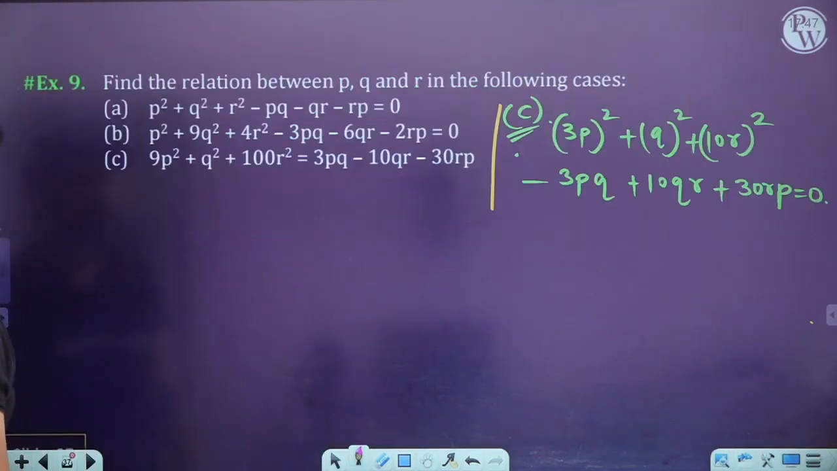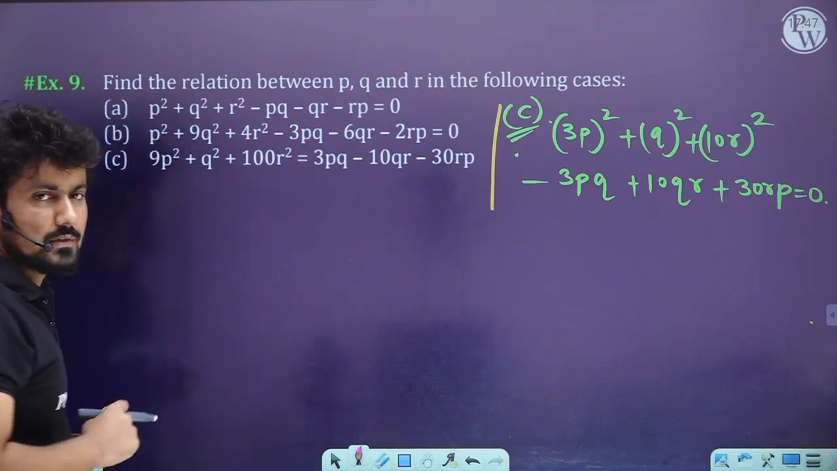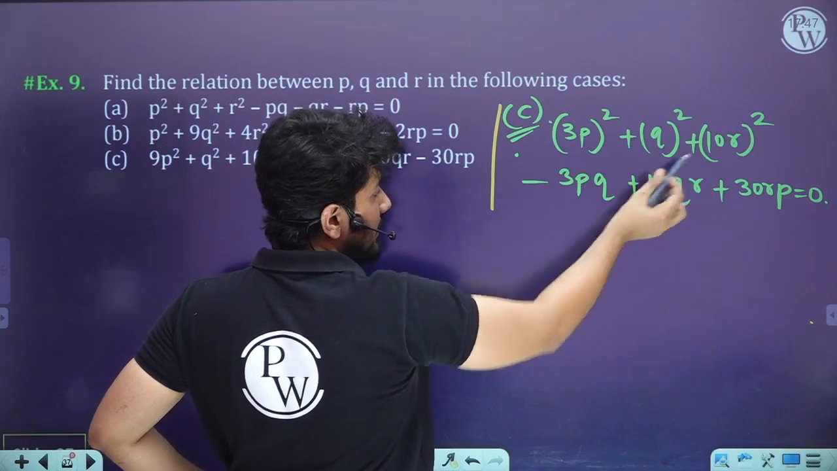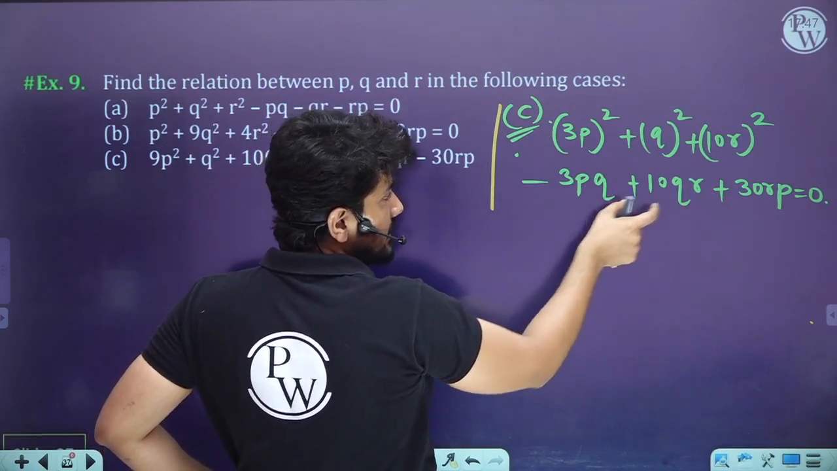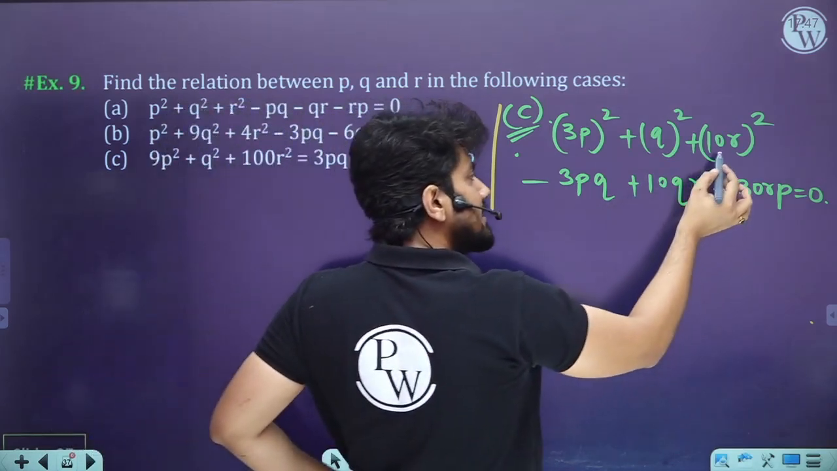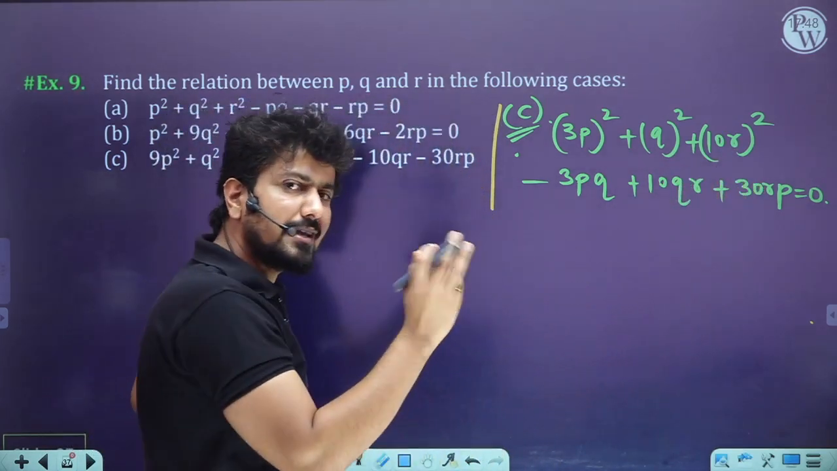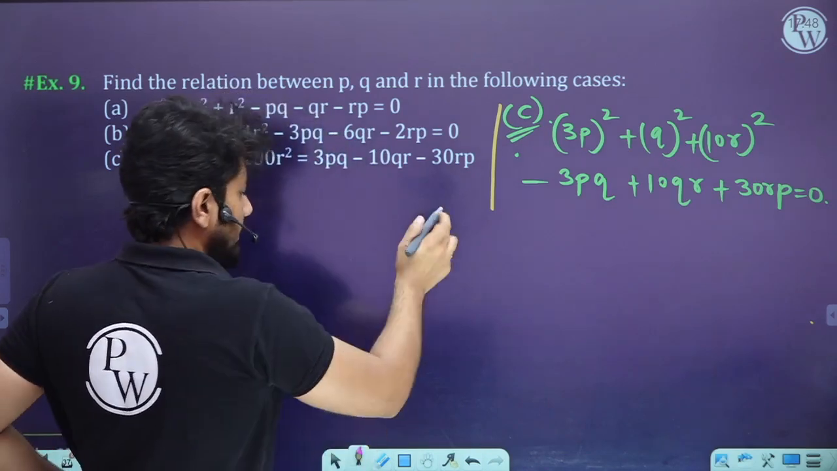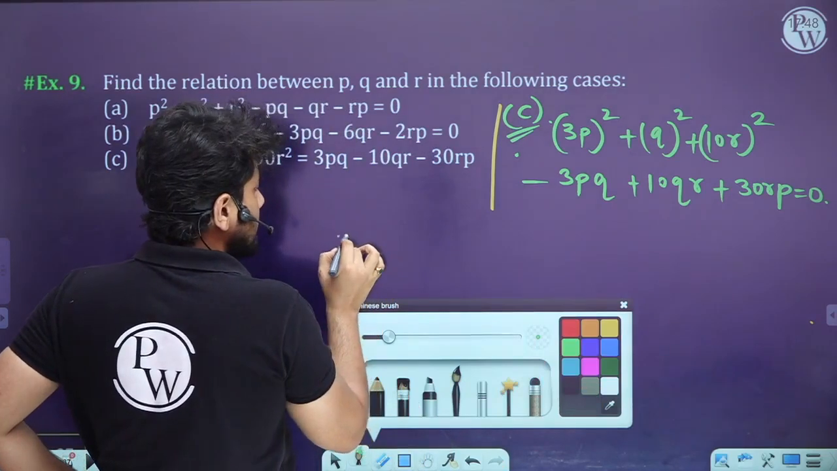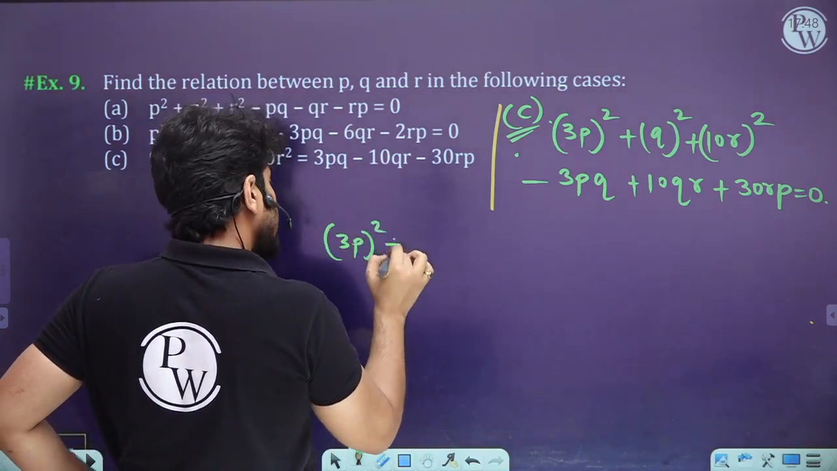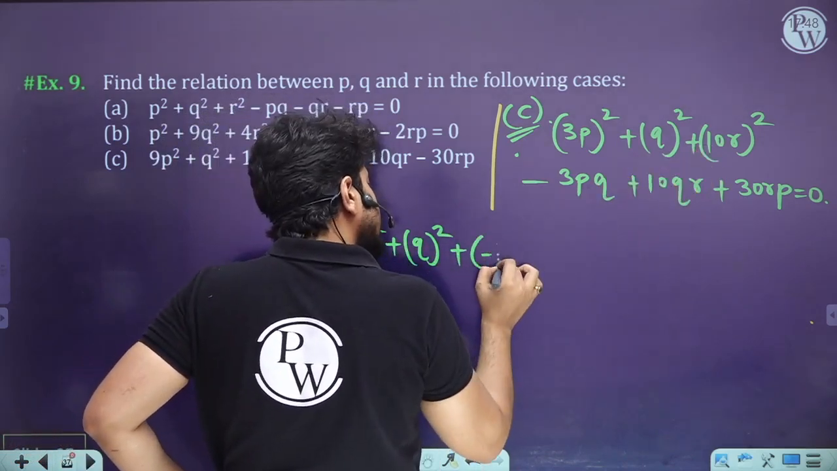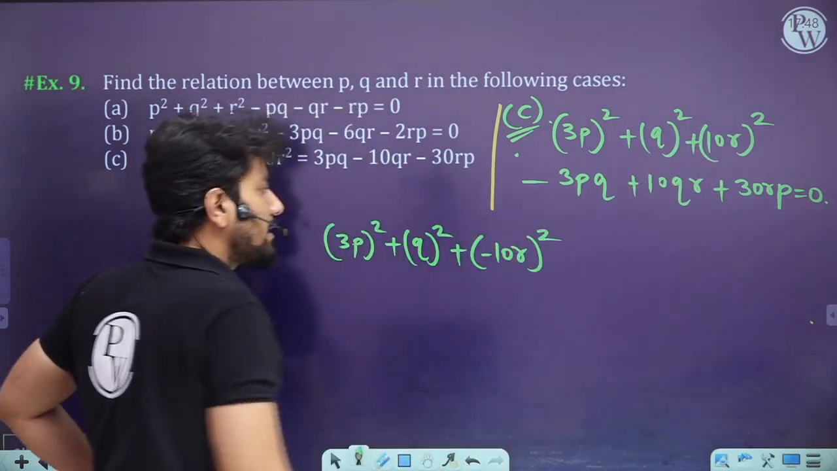In the same fashion, you need to solve this one. Here we have 3p square plus q square plus 10r square, then we have minus 3pq. These two terms are positive, so I am going to write this 10r whole square as minus 10r whole square. This thing can be written as 3p whole square plus q whole square plus 10r whole square. Instead of that, I will be writing minus 10r whole square.